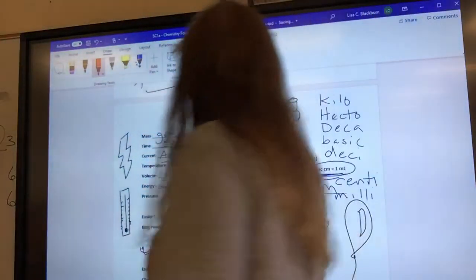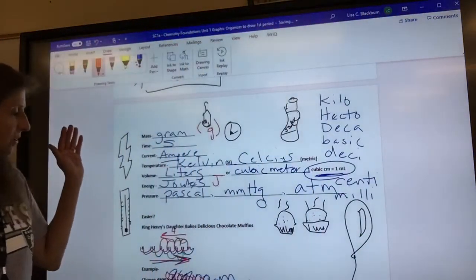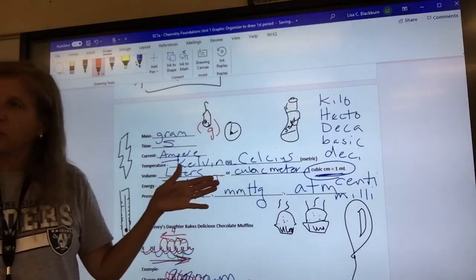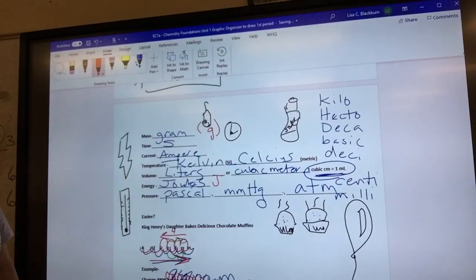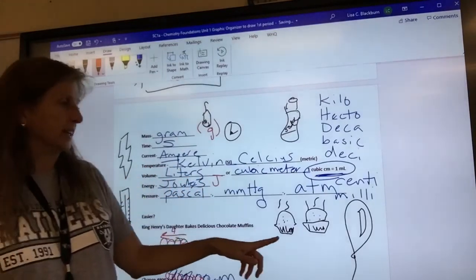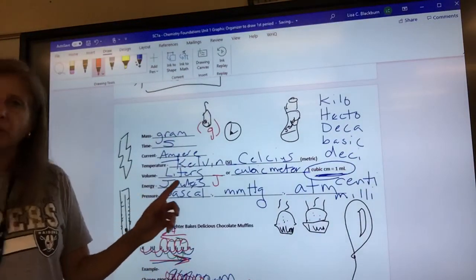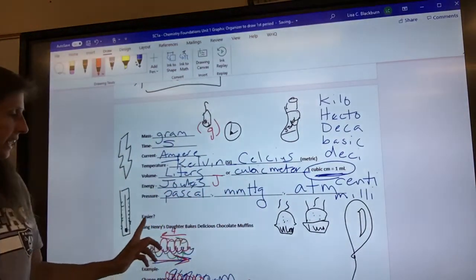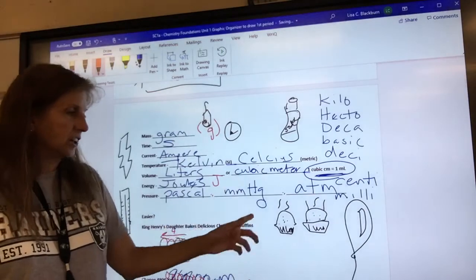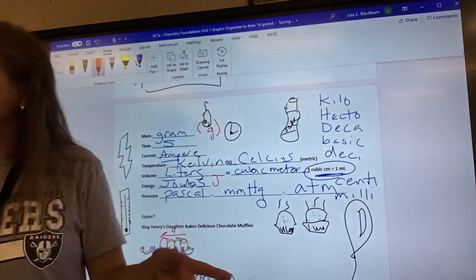So we had gotten to here where we were talking about the base units for the metric system, and now the prefixes. So how we're going to remember the prefixes is this: King Henry's daughter bakes delicious chocolate muffins. So you see the delicious muffins.